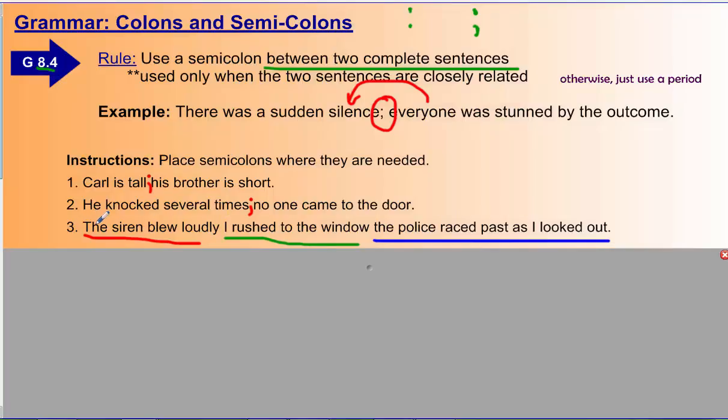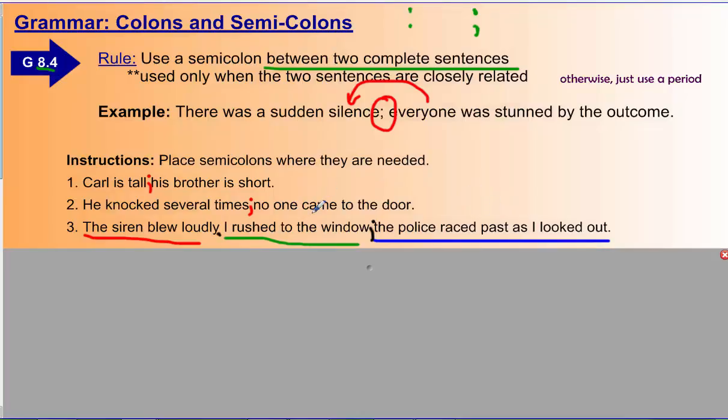So I'm going to put a period right in here. The siren blew loudly. That's a good place to put a period. I rushed to the window, and when I got there, this is what I saw. The police raced past as I look out. We could link these 2 together. The siren blew loudly. I rushed to the window. This is a cause and effect.